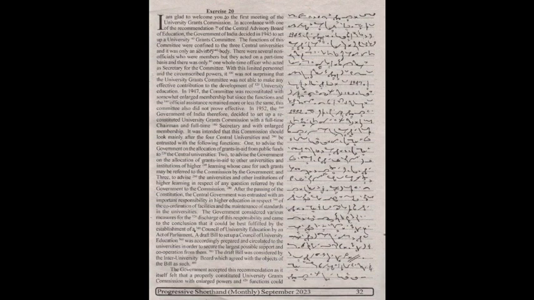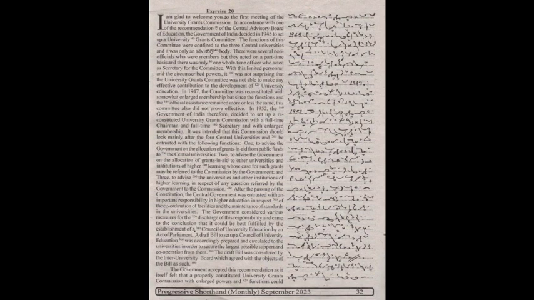With this limited personnel and the circumscribed powers, it was not surprising that the University Grants Committee was not able to make any effective contribution to the development of university education. In 1947, the committee was reconstituted with somewhat enlarged membership, but since the functions and the official assistance remained more or less the same, this committee also did not prove effective. In 1952, the Government of India therefore decided to set up a reconstituted University Grants Commission with a full-time chairman and full-time secretary and with enlarged membership.